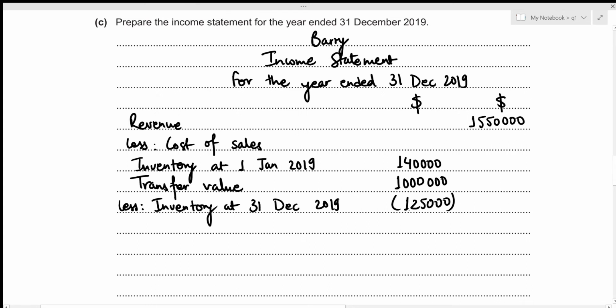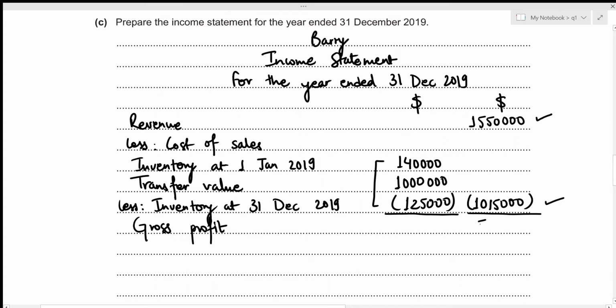Now this will give our total cost of sales. Let's do that. That's the sum of these three amounts. So that's 140,000 plus 1 million minus 125,000, which results in the value of 1,015,000. Okay, so since we need to subtract our cost of sales from revenue, I'm just going to put it in a bracket. Now we can easily figure out the gross profit. And gross profit is just the difference between revenue and our cost of sales. So that's going to be 1,550,000 minus 1,015,000, which results in the value of 535,000.